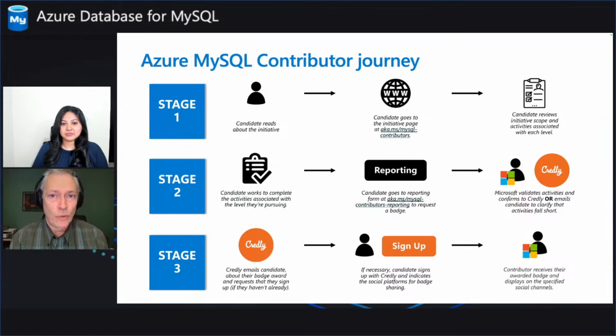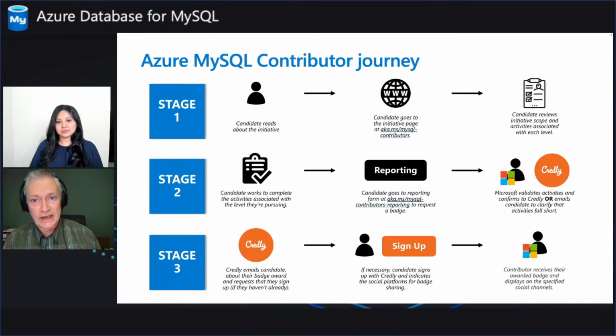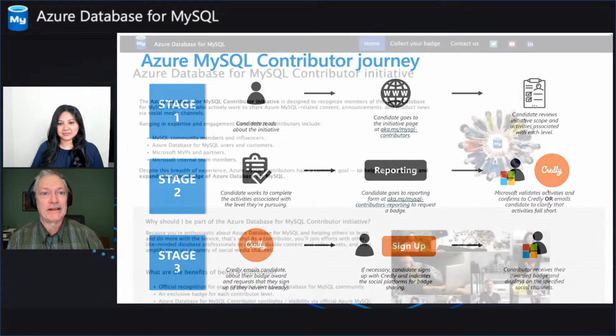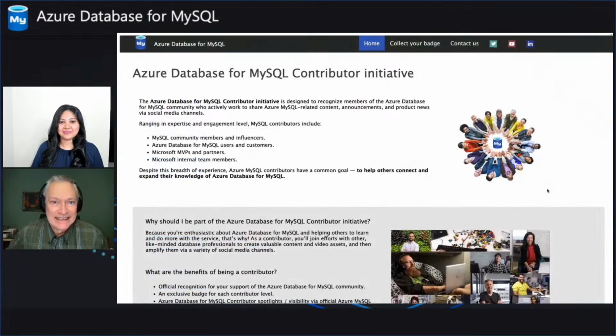And then finally, once we have verified the detail you provided us in terms of reporting, we will send your details to Credly. Credly will reach out to you and say, hey, you've been awarded a badge. You'll get to sign in with Credly there, and then you'll download the badge and be able to display it on your social media profile. It's that simple, really. It looks complicated, but it's not.